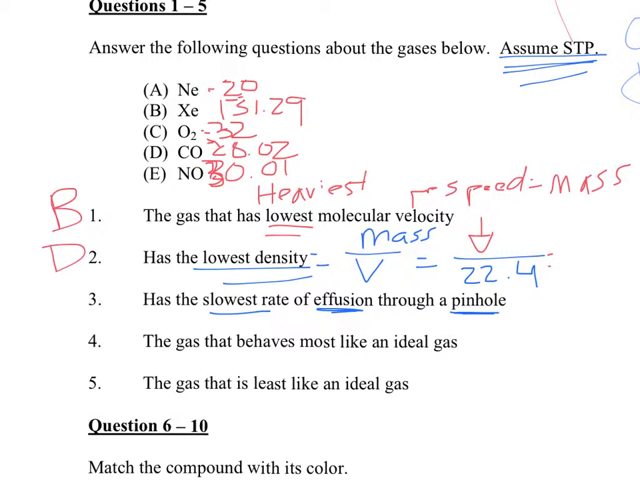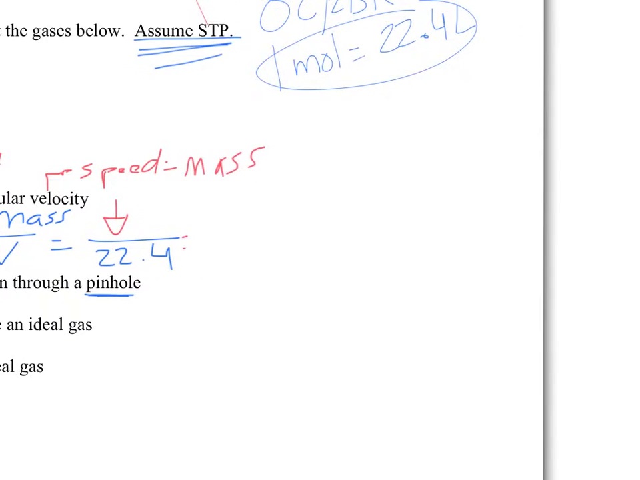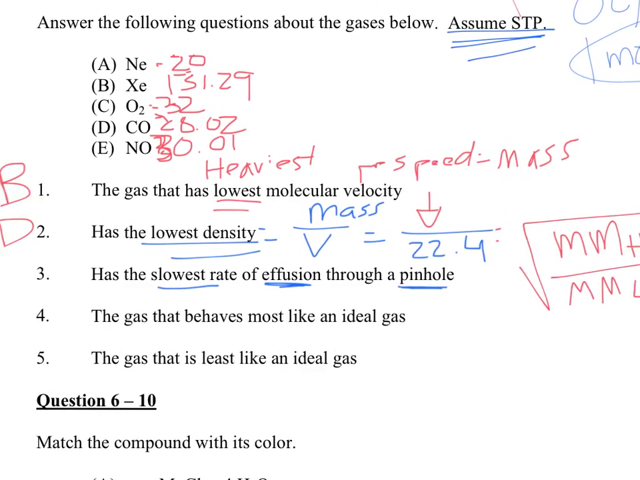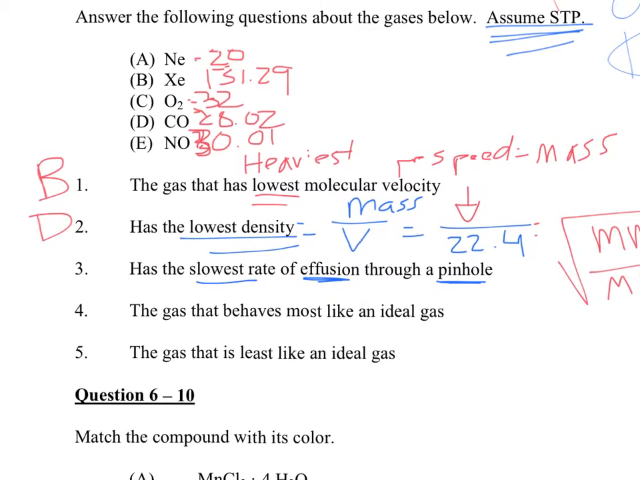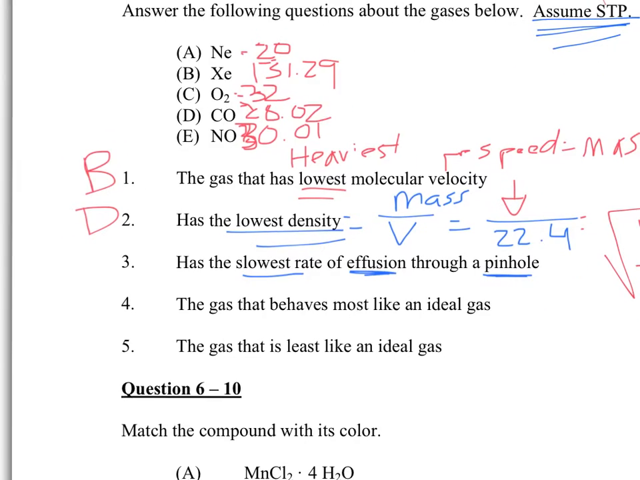So effusion has this relationship. It is the square root of the molar mass of the heavier divided by the molar mass of the lighter. That's just kind of the rates of effusion. So what we would do is compare these. Really the heavier mass is always going to effuse the slowest. So which one has the heaviest mass? Xenon. It is xenon again, so it is B.